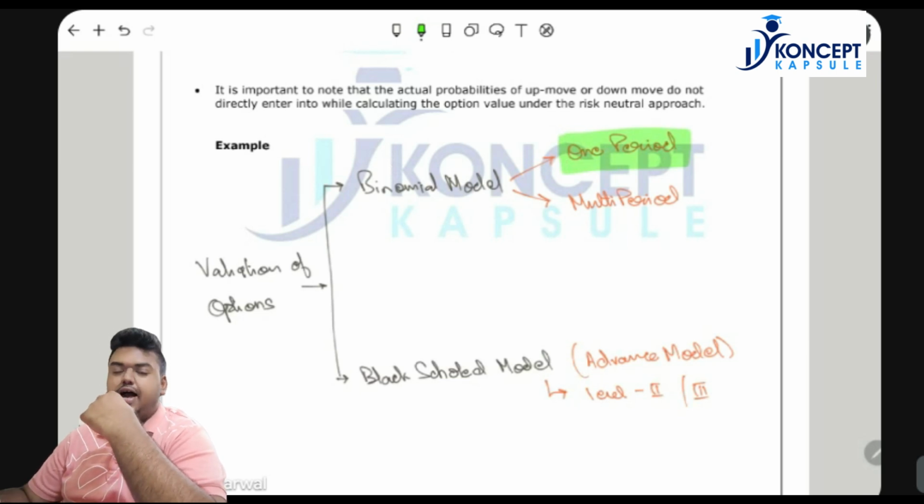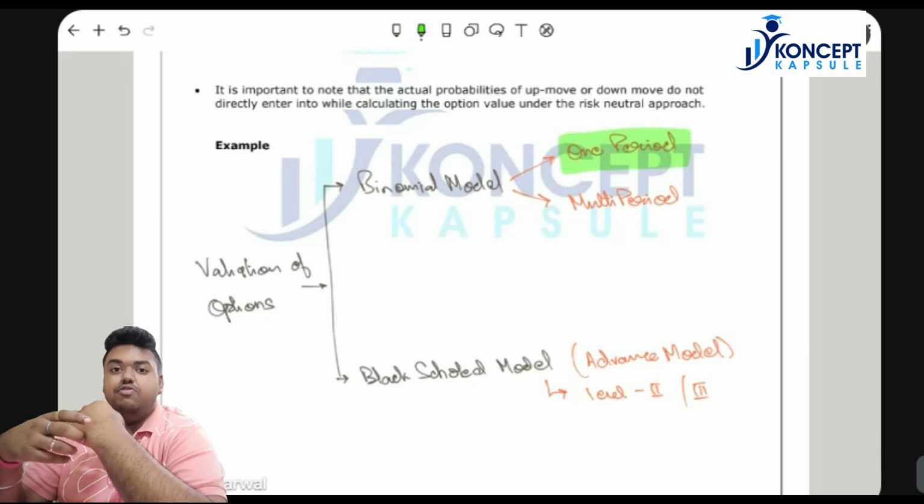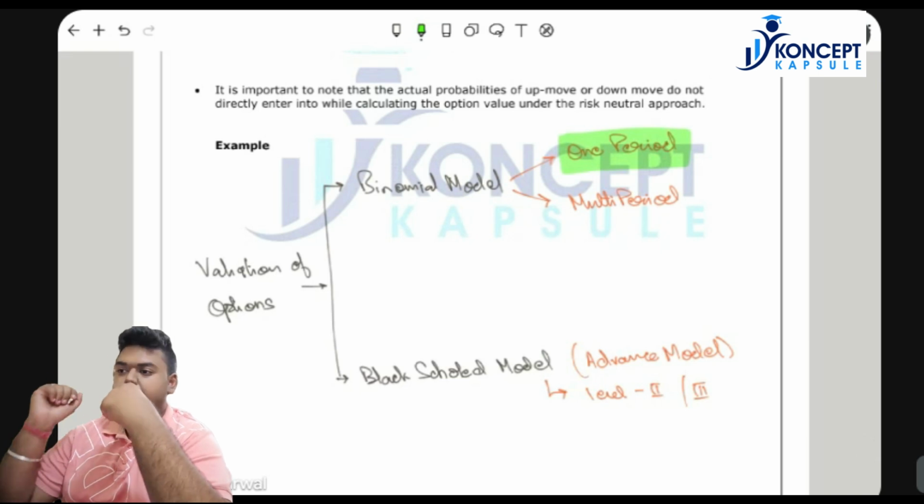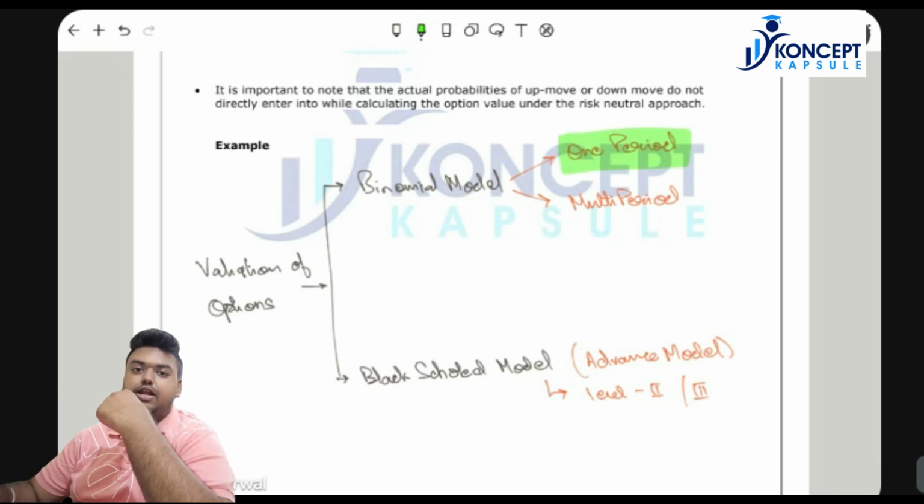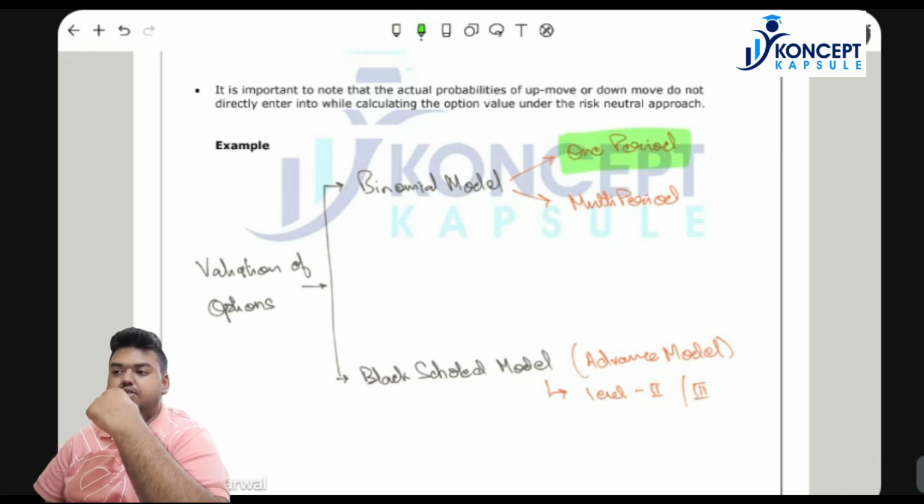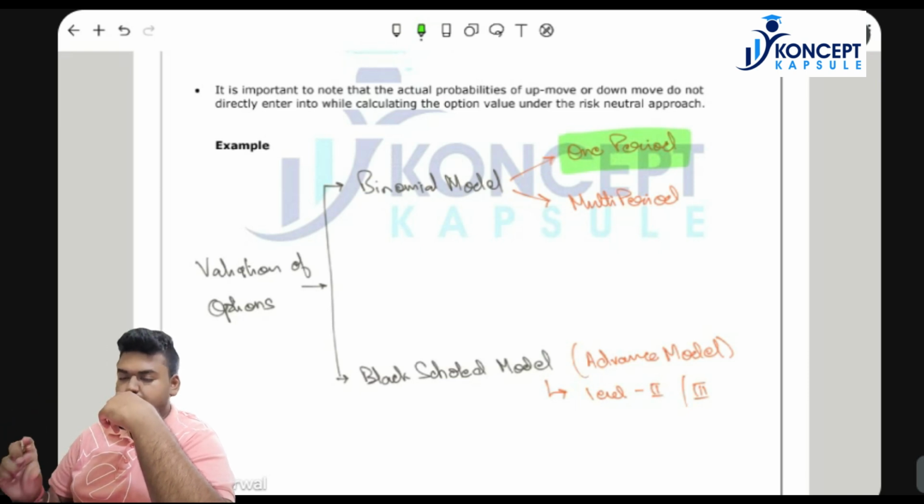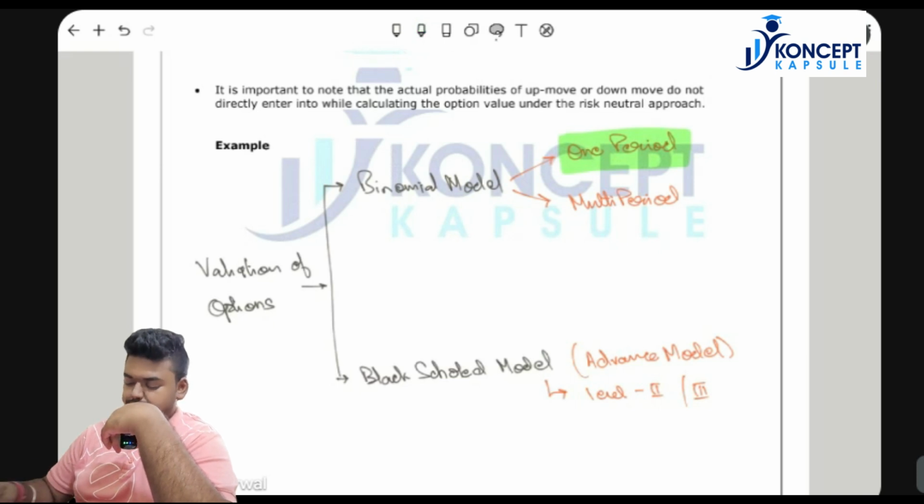So, guys, are we clear with the entire framework of binomial model for level 1? What are valuing of options? What are the different models available for valuing? And what are we actually doing in level 1? Means what is the small portion we are doing? Guys, are we clear? I suppose we are clear, guys. So, we are moving ahead.